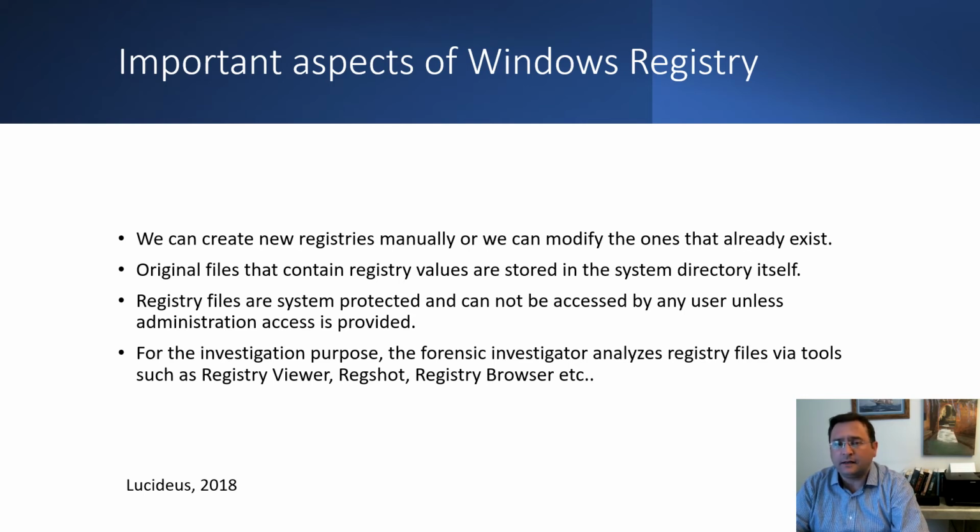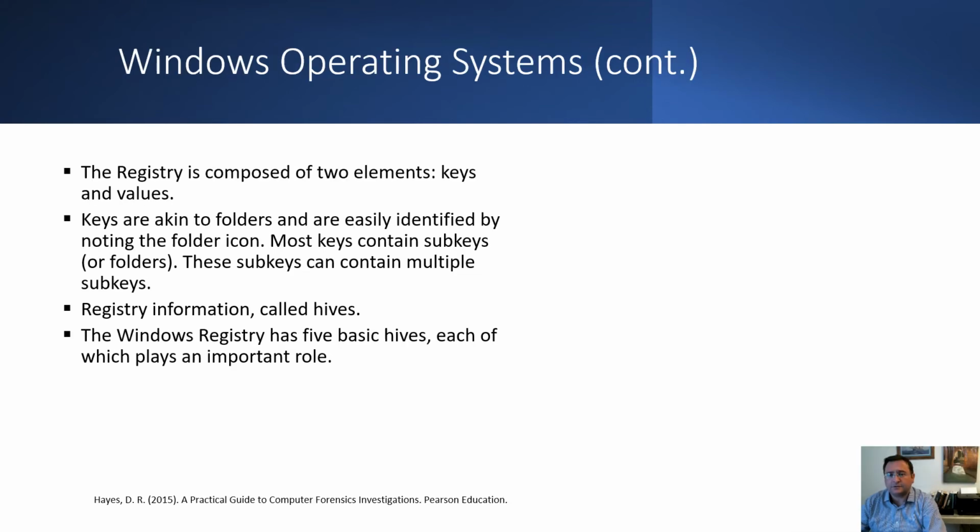Trojans and malware information, as I mentioned, can be found in the registries, and it's important to understand the structure of the registries. The registry is actually composed of two elements, keys and values. Keys are akin to folders and are easily identified by the folder icon. Most keys contain subkeys or folders, and these subkeys can contain multiple subkeys. Registry information is technically called hives.